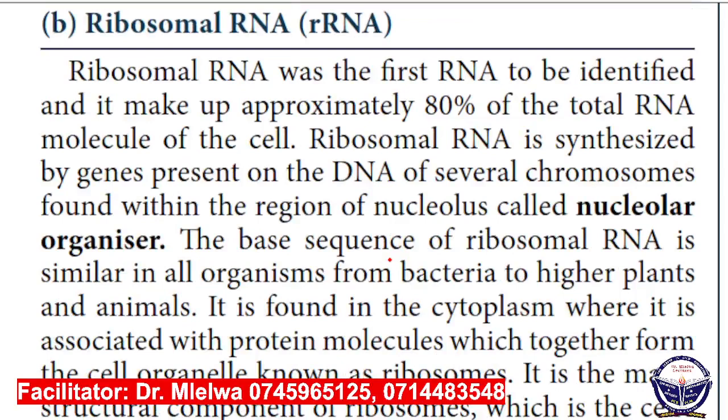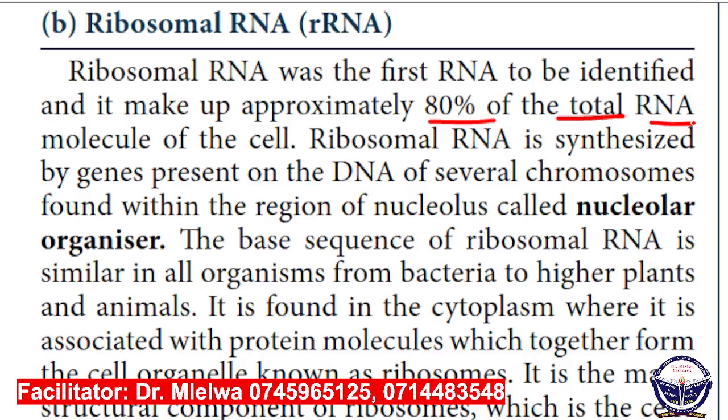Ribosomal RNA. The ribosomal RNA, as the name suggests, hii inakuwa iko kwenye ribosomes. Unajua baadhi yenu hamjasoma vizuri cytology, but actually the organelle which we call the ribosomes, they are a combination of ribosomal RNA and the protein. So ribosomes, they are a combination of ribosomal RNA pamoja na protein. So ribosomal RNA was the first RNA to be identified, and it makes up approximately 80% of the total RNA.